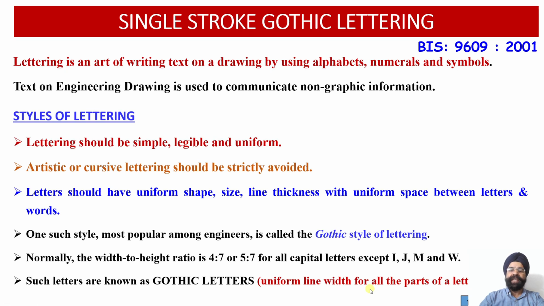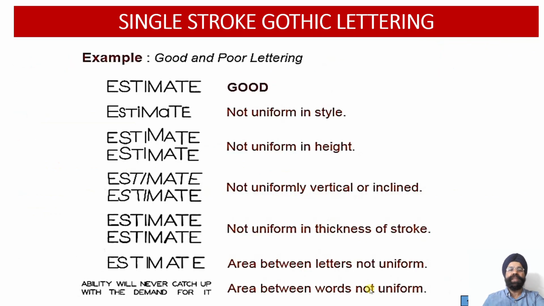So whenever we are writing any alphabet, the first line cannot be darker or the other lines thinner. Whatever lines are involved in any given alphabet, all the lines of a given alphabet or numeral must have the same thickness. Just you can see over here the distinction between good and poor lettering. So the first, where we have written down the estimate, is a good method of lettering.